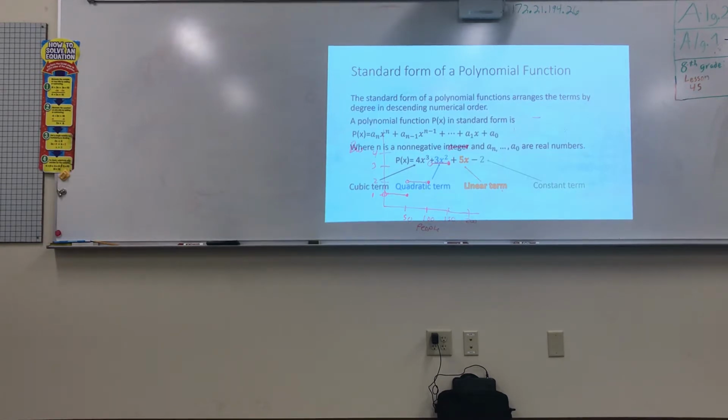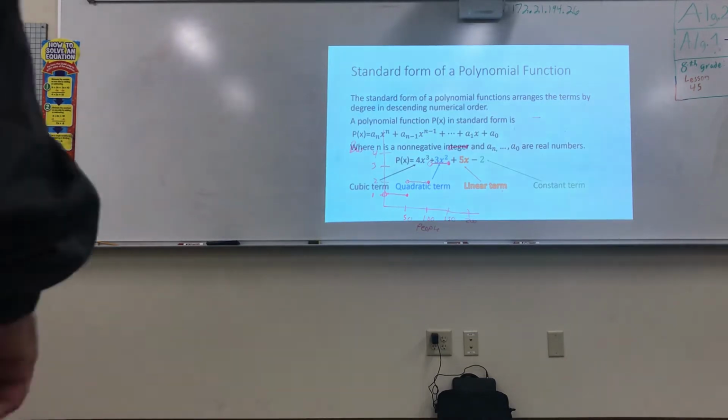The standard form of a polynomial function arranges the terms by degree in descending numerical order. So, obviously you're going to have the highest exponent first, then the next highest, and the next, and the next, all the way down to a constant, if there is one.